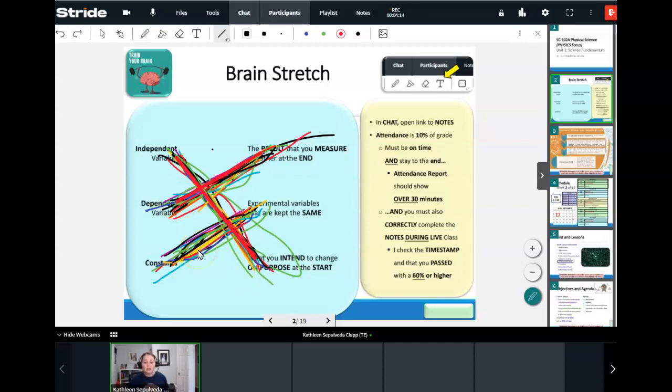And then finally, the constants. Those are the things that are going to remain the same throughout the experiment. For example, when you look at those basil plants, it was the soil, amount of sunlight, maybe amount of water, and so on and so forth, depending on what we're measuring. So constants are the ones that remain the same.